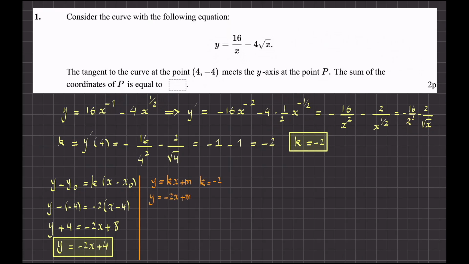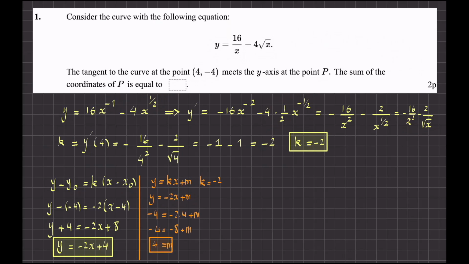But now I know that this line is supposed to pass through this point, so it means that the coordinates of this point will satisfy the equation of this line. So instead of y I put -4, instead of x I put 4, so it becomes -2 times 4 plus m. Then I find m, so it's -4 equals -8 plus m. I move -8 to the other side, it becomes +8 minus 4 is 4. Okay, so this will be your m.